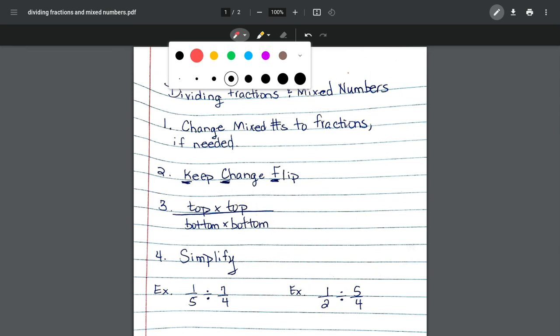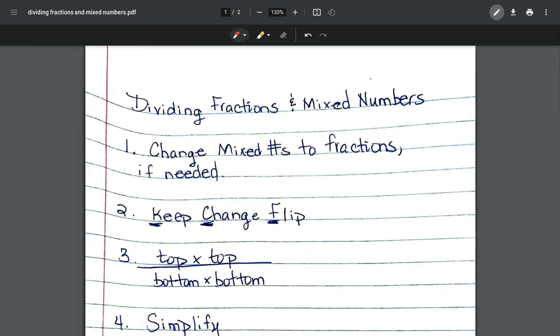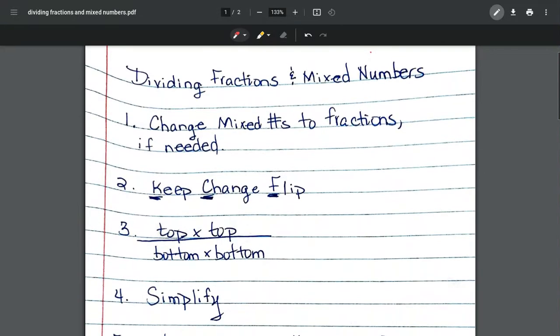All right, so dividing fractions is really easy too. The first thing, though, is if you see mixed numbers, and this is an if, okay, then change mixed numbers to improper fractions, guys, not just fractions, but improper fractions. And we've gone over how to change mixed numbers to improper fractions.